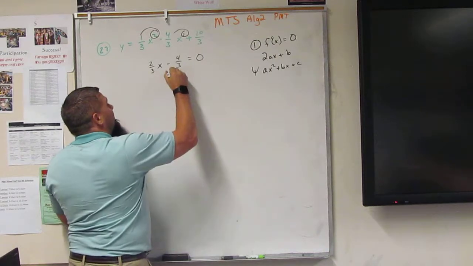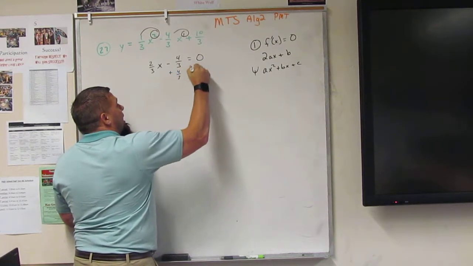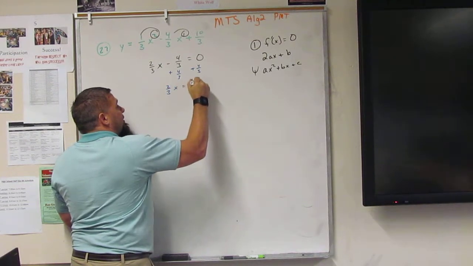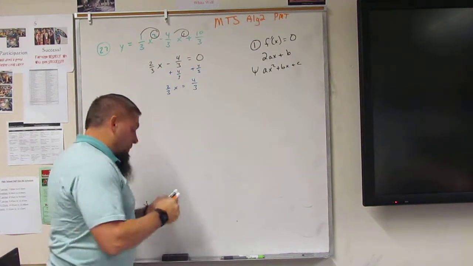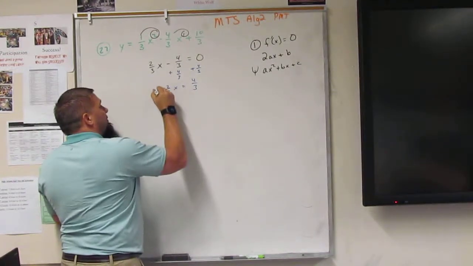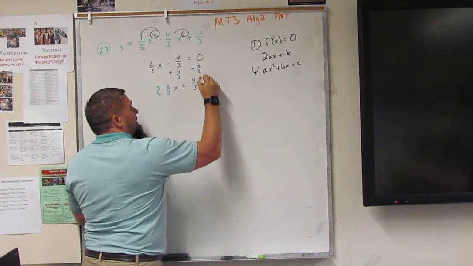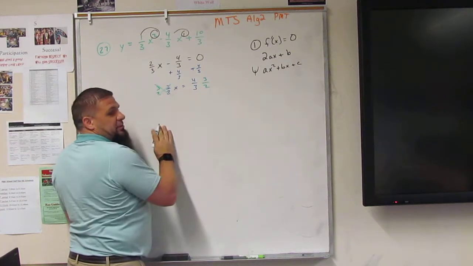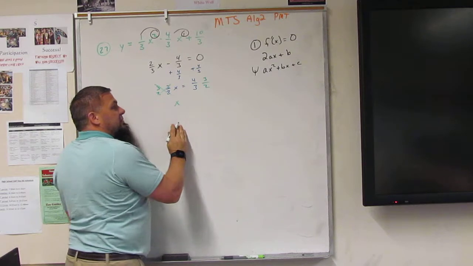I'm going to add 4/3. Add 4/3. So I got 2/3 x equals 4/3, right? And then I'm going to multiply by 3/2, and I'm going to multiply by 3/2. These cancel, leaves me with x, right?